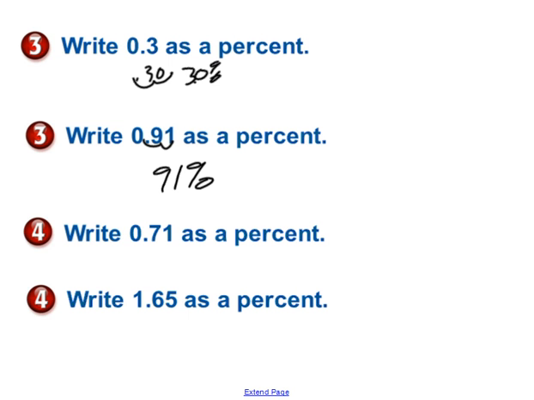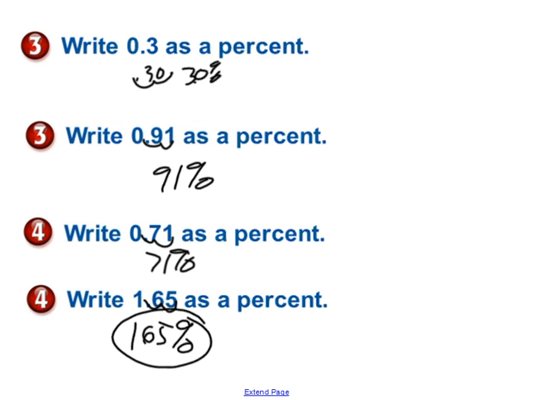0.71 is a percent, I move the decimal 1, 2, and I get 71%. So 0.71, that ratio, that 71 over 100, is really the same as 71%. Write 1.65 as a percent. I move the decimal point 2 places, so it's 165%.